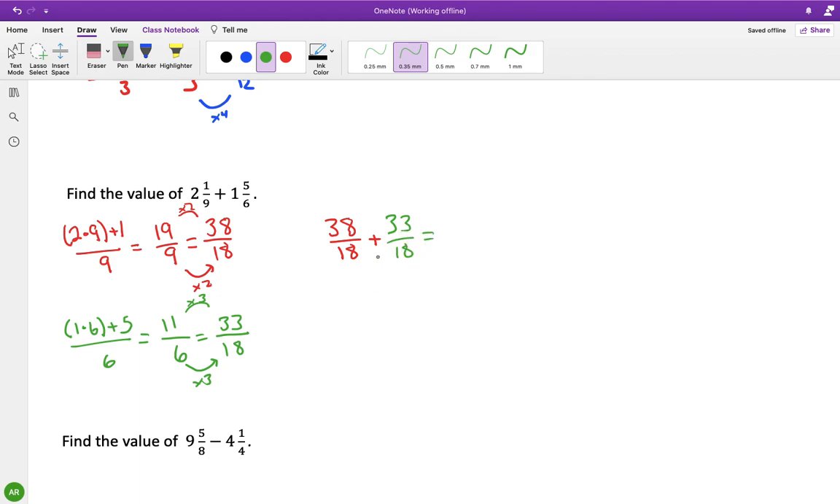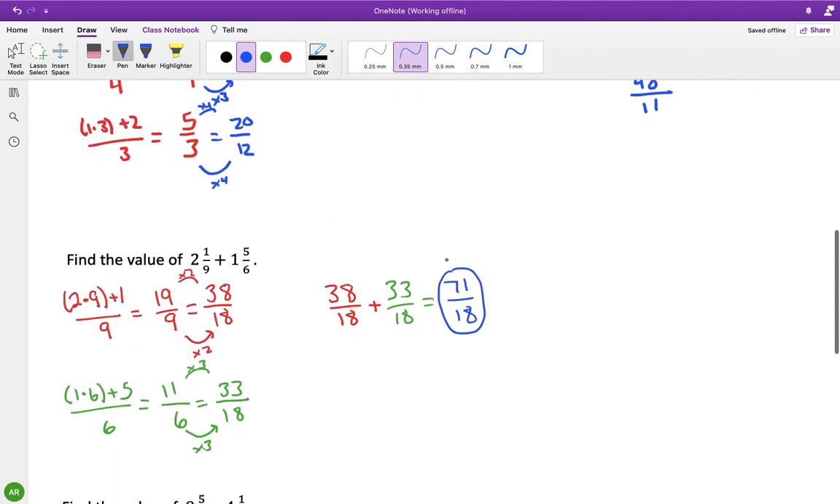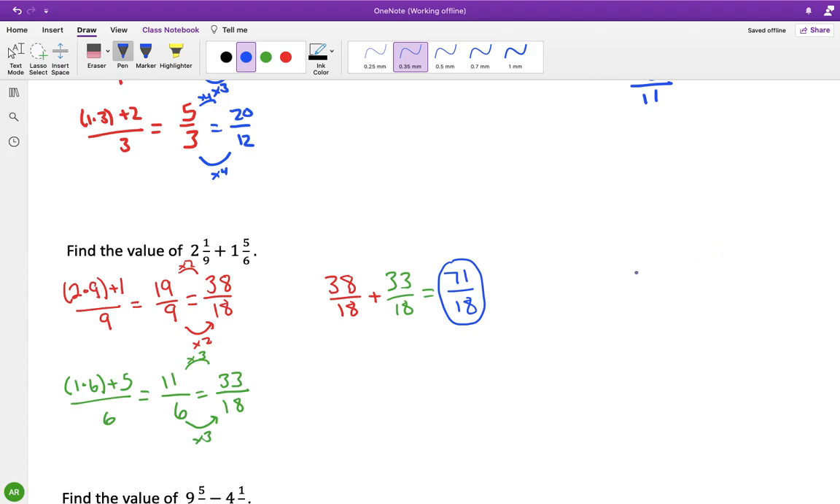Okay, now we'll notice that the denominator is the same, so we're just going to add the numerators. So in this case, I have 38 plus 33 is 71. So I have 71 eighteenths. Now, like I said, this could be a perfectly viable answer, depending on your application, but let's go ahead and convert it back to a mixed number.